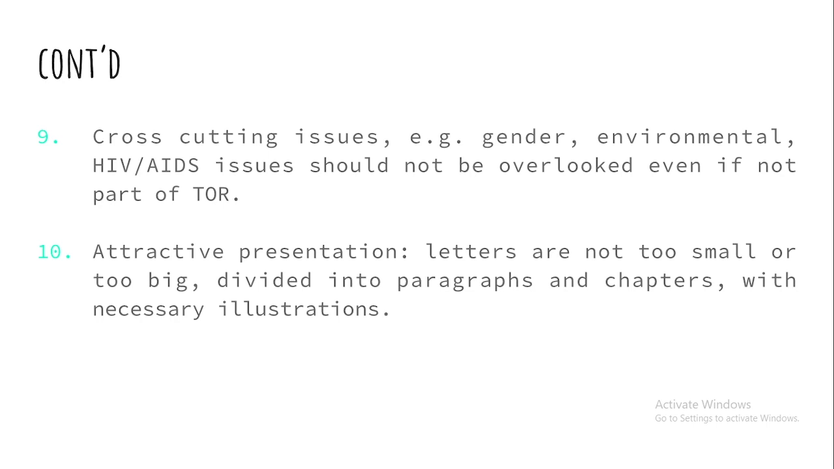And tip number 9, include cross-cutting issues. These are now very worldwide issues. They encourage every project or report to have them inclusively: inclusivity, gender issues, environmental, HIV or AIDS issues. This should not be overlooked, even if it's not part of the terms of reference for doing the evaluation. Always include them in the report, either by discussing them in your findings.